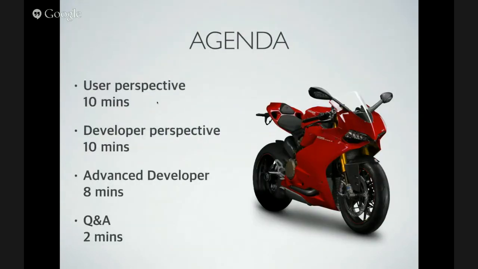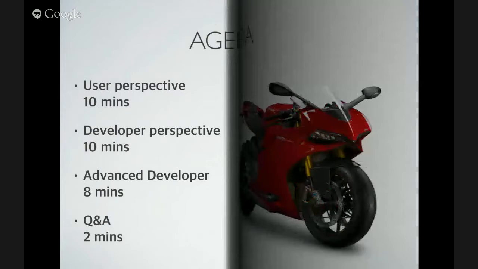Today's agenda, the motorbike is not related. Anyways, the agenda is 10 minutes for user perspective, 10 minutes for developer perspective, 8 minutes for advanced developer, and 2 minutes for Q&A. So let's start.